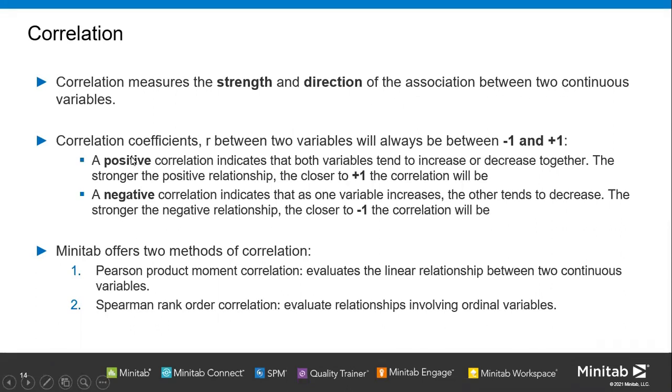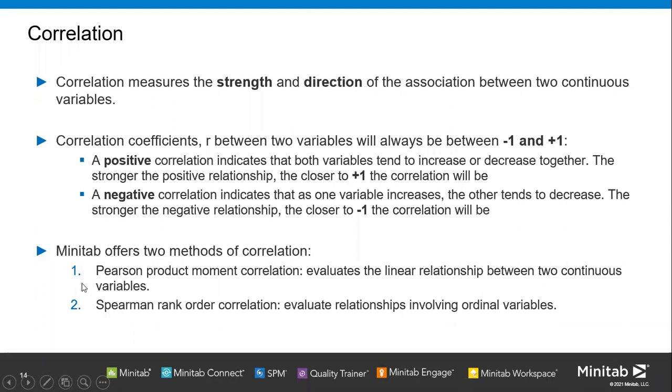So for the correlation, we call it the correlation coefficient, or R, between two variables. This value R is between -1 and +1. Okay, so a positive correlation indicates that both variables tend to increase or decrease together. And a negative correlation indicates that as one increases, the other tends to decrease. The stronger the negative relationship, the closer R is to -1. So if R is 1, whether positive or negative, we consider that a strong relationship between two variables.